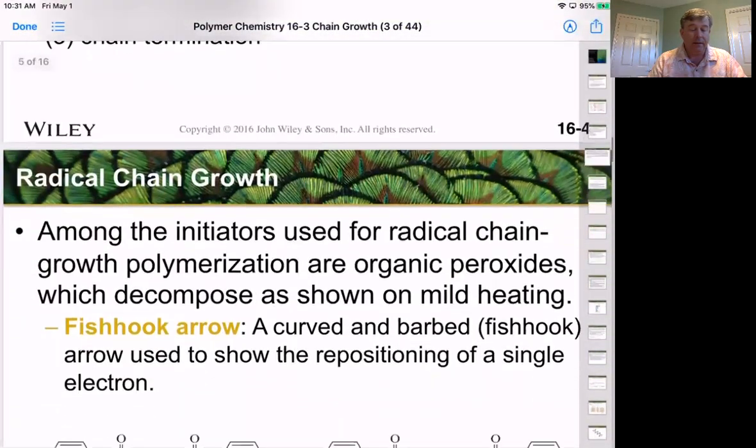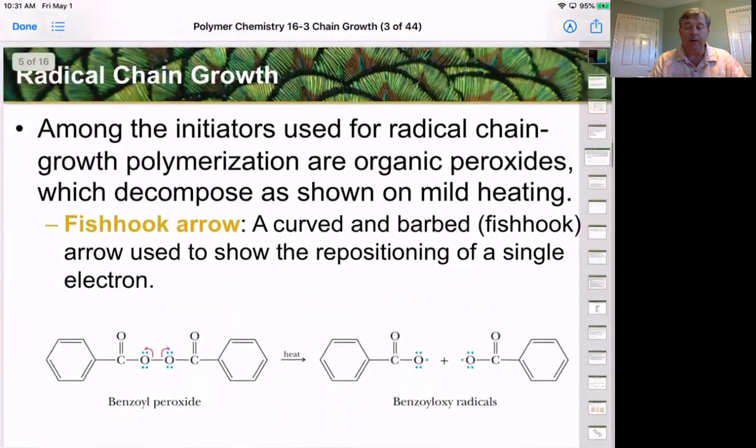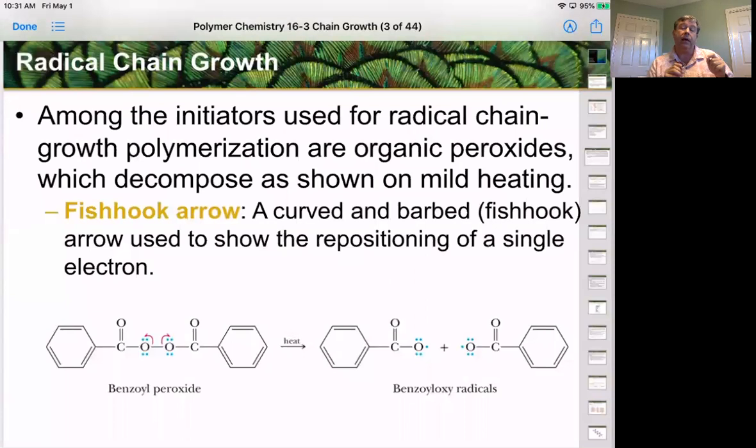So in this radical growth, we also need to learn a new type of mechanistic drawing. In the cases up to now, we've drawn an arrow with 2 barbs on it, indicating we have 2 electrons moving. In the case of radicals, we have to use a different arrow, and that's an arrow with a single barb indicating a single electron. We call that the fishhook arrow right here.